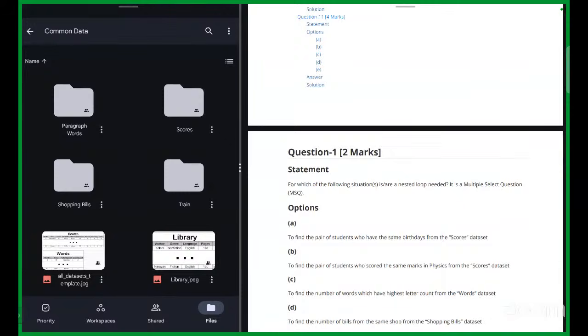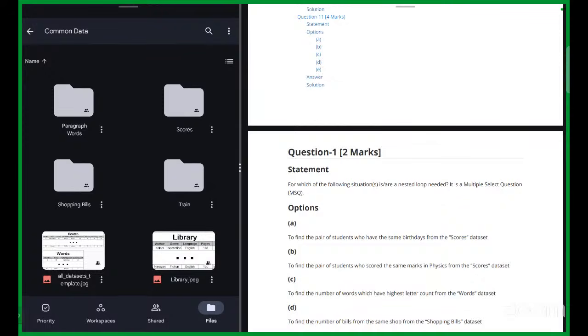Okay, the first question says we have four options, and for each of these options we need to decide whether to use nested loops. So, which one do you think is the correct answer? Which one or more of them are correct, and why? A and B. Why do you think A and B are the only correct answers, not C or D?